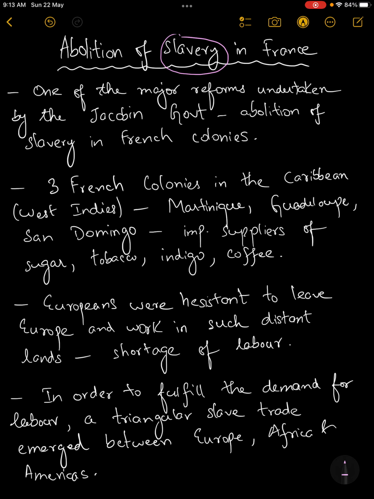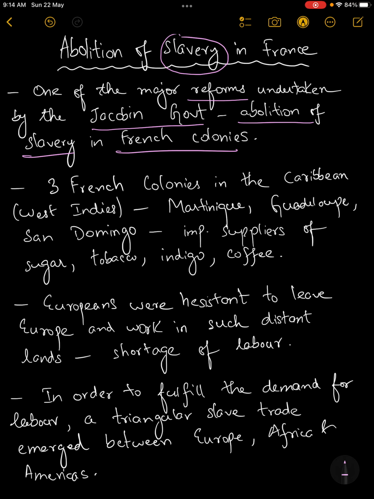per se. Now, when we talk about the abolition of slavery, the banning of slavery, so to speak, it was one of the reforms undertaken by the Jacobin government under Maximilian Robespierre. He was the one who decided that slavery should not exist, and he basically banned slavery in all the French colonies. You understand what colonies are, right?